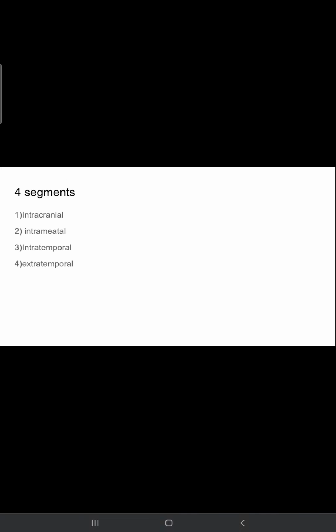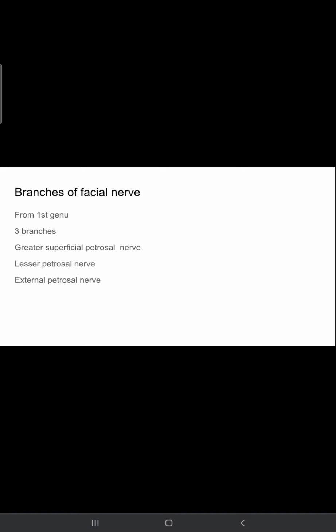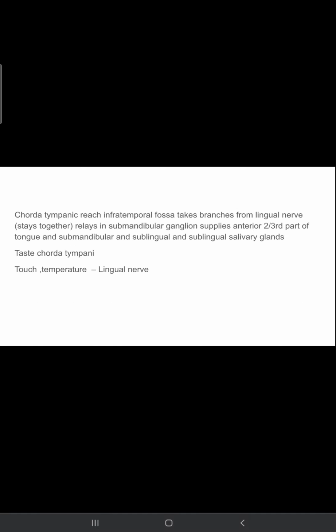Initially the course will be intracranial, then meatal, and then intratemporal and extratemporal. In its petrous pathway, it includes a labyrinthine segment, a horizontal tympanic segment, and a vertical mastoid segment until the stylomastoid foramen. Okay, now let us talk with the figure.